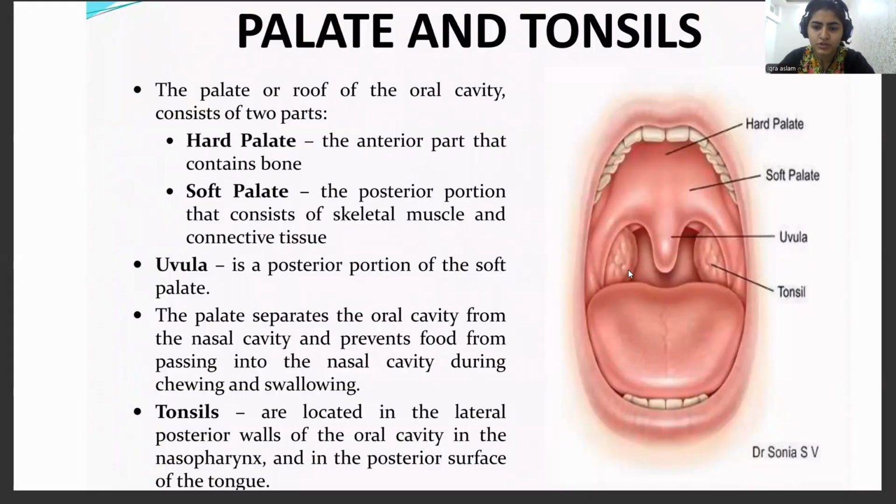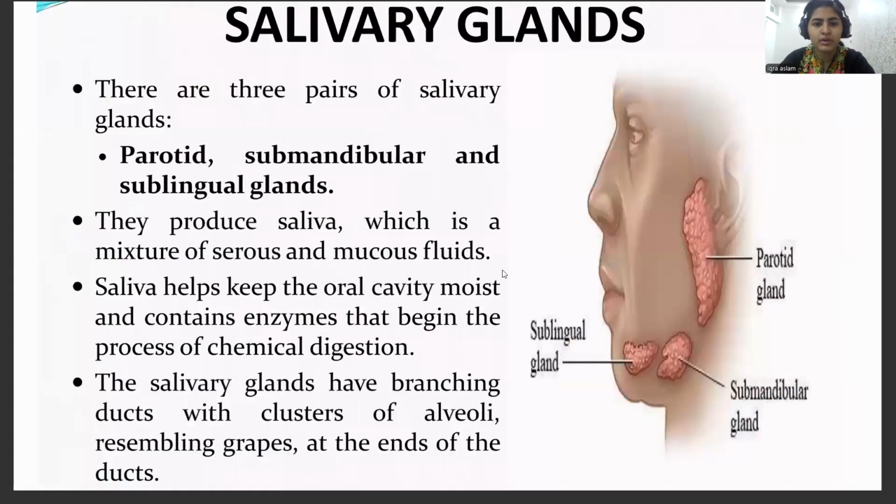Tonsils, you can see these bulk-like projections behind the uvula. Tonsils are located in the lateral posterior walls of the oral cavity, in the nasopharynx and on the posterior surface of the tongue. Then if we go to the next topic, which is salivary glands, we have parotid, submandibular and sublingual glands. We have three. They produce saliva, which is a mix of serous and mucus fluids.